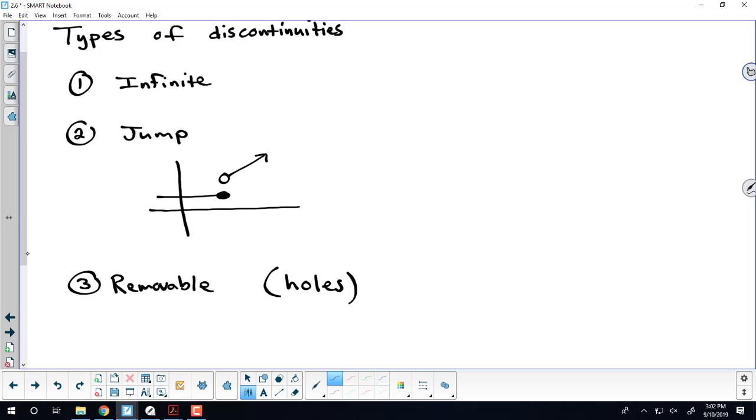Depending on where you look, you might get other classifications. They might talk about endpoint discontinuities. Sometimes they call infinite discontinuities essential discontinuities. There isn't really a standard agreed upon verbiage for discontinuities. It's just the types are agreed upon, not the language, if that makes sense.